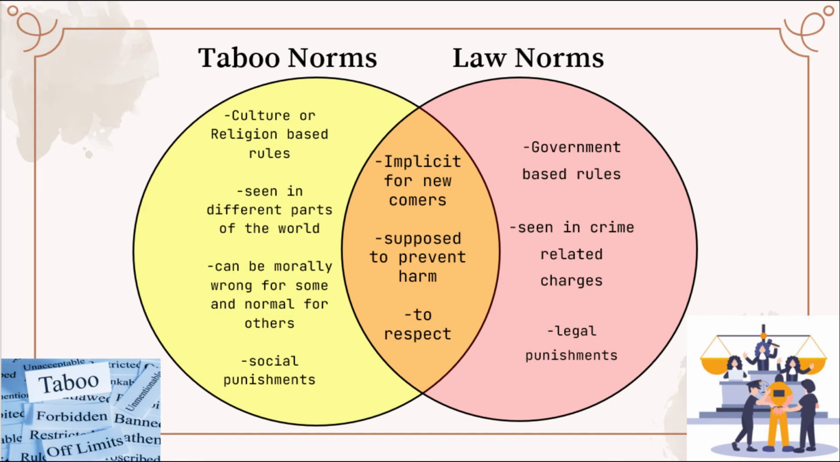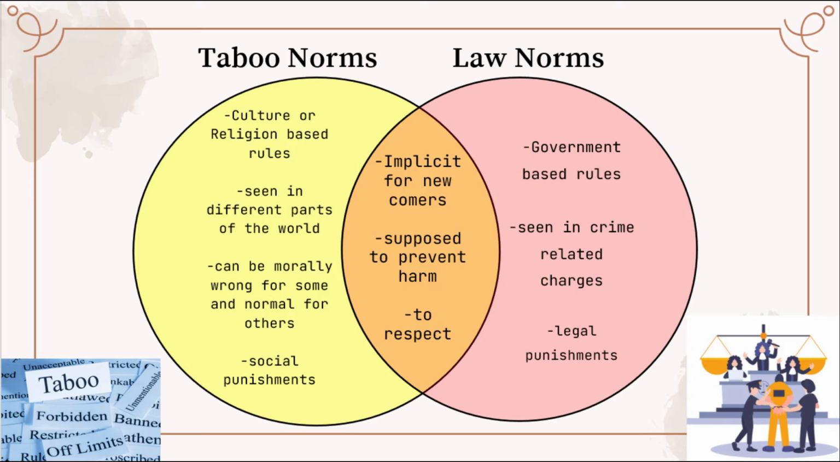Taboo norms are seen in different parts of the world, so that means some of these rules can be wrong for some, but normal for others. Law norms are seen all around the world too, but specifically more in crime-related actions. Disobeying taboo norms result in social punishments like, "Oh, that was so disrespectful of you. You should be ashamed of yourself." On the other hand, breaking law norms result in legal consequences like jail time and crime records that future jobs can see during a background check.